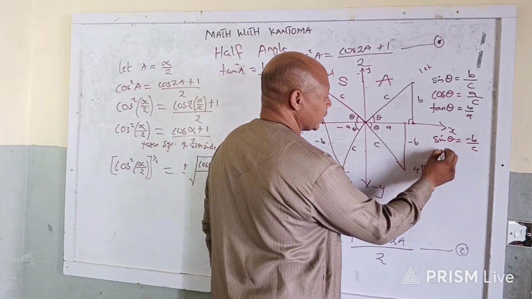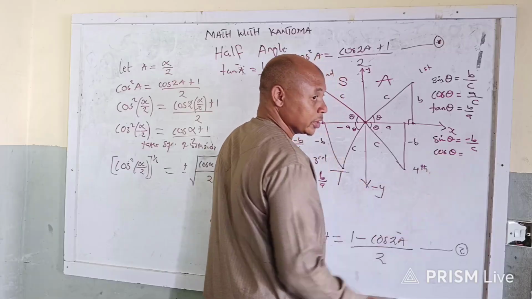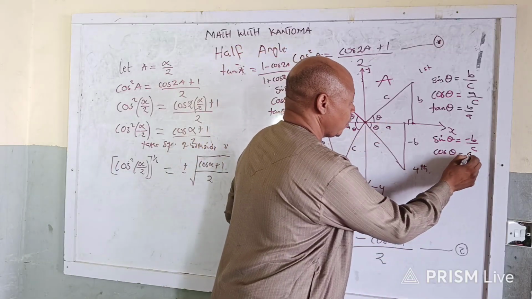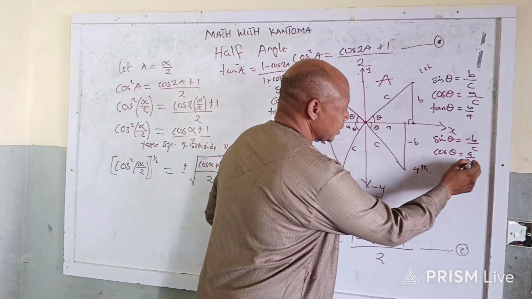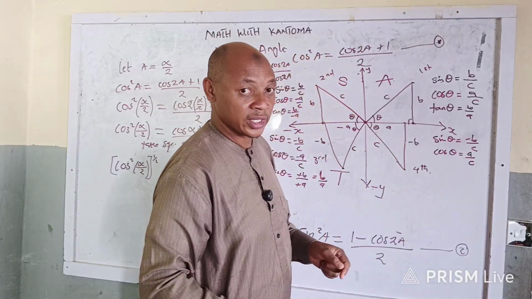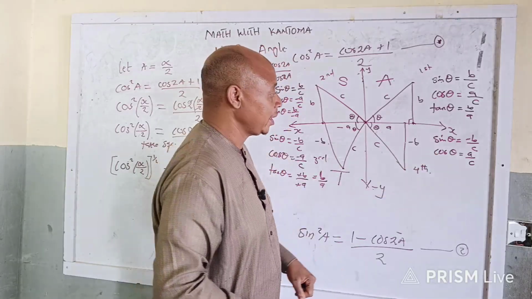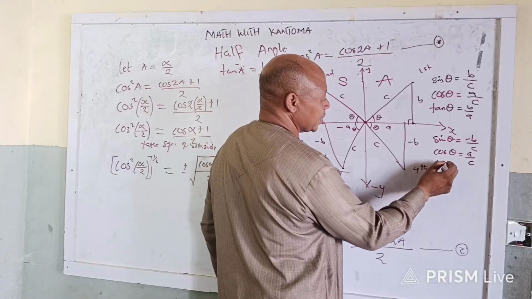Then cos theta on the fourth quadrant is adjacent, which is a, over hypotenuse, which is c. So a over c is positive. All the signs are positive. So now cos theta on this quadrant is positive. And the last one, tan theta.